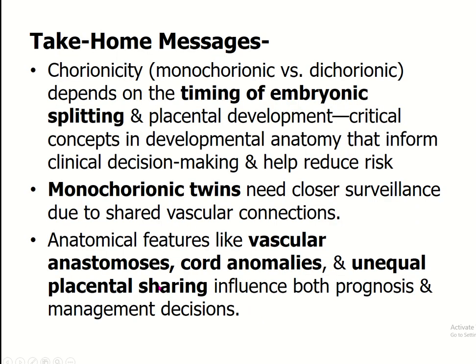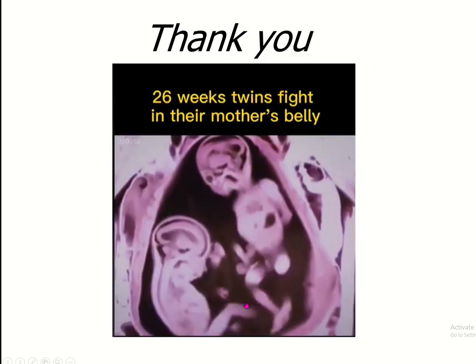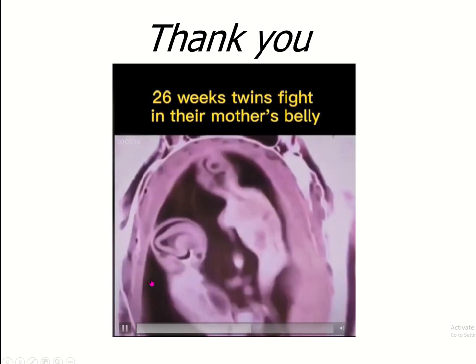Take-home message: chorionicity, monochorionic versus dichorionic, depends on the timing of the embryonic splitting and placental development. This is a critical concept in developmental anatomy that informs clinical decision making and helps reduce risks. Monochorionic twins need closer surveillance due to the shared vascular connection. Anatomical features like vascular anastomosis, cord anomalies, and unequal placental sharing influence both prognosis and management decisions. You see, twins are fighting within the uterus.